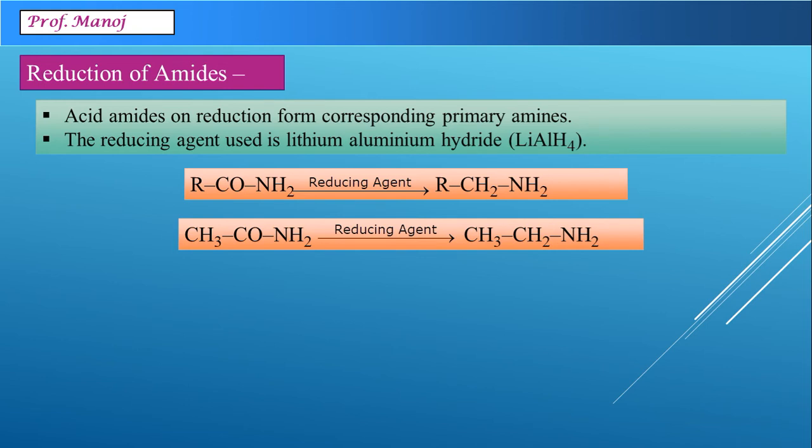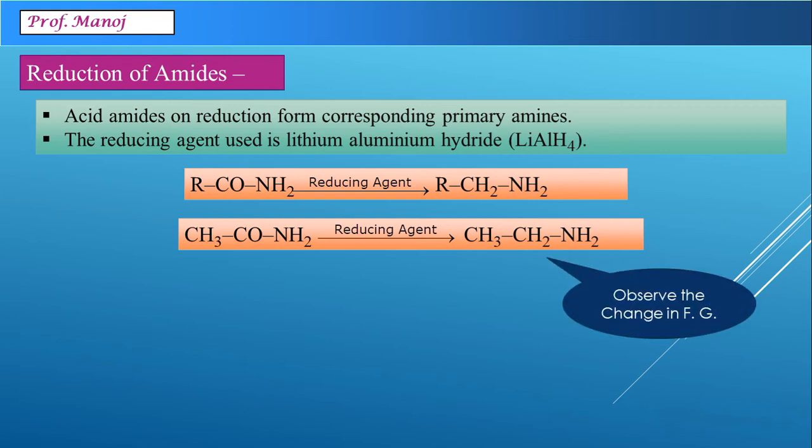CH3CONH2 upon reduction forms CH3CH2NH2. Observe the change in functional group. CO becomes CH2 only.